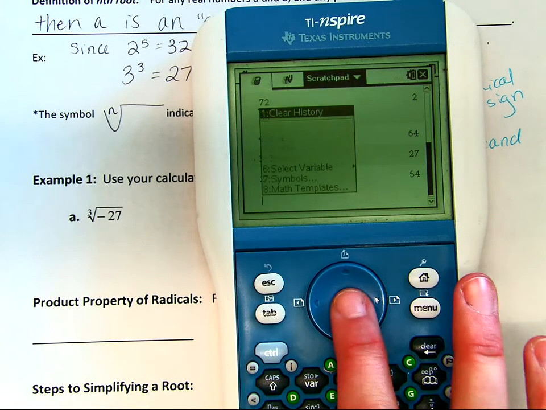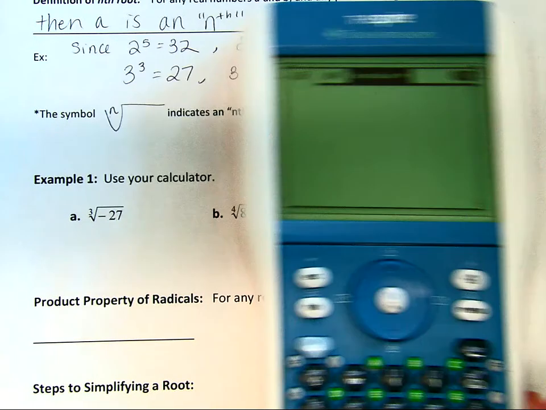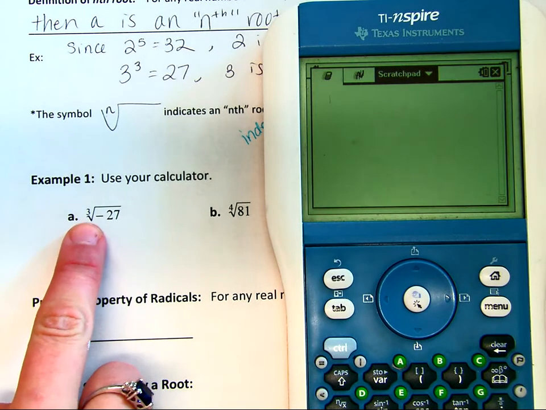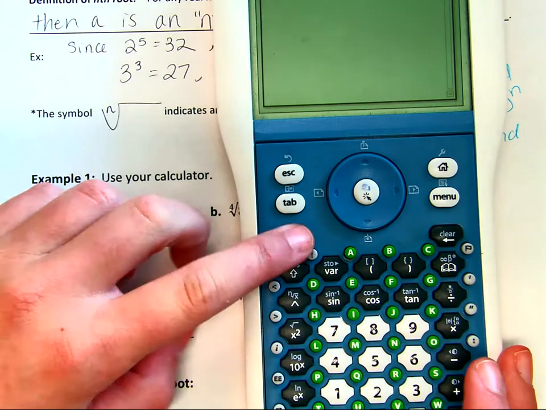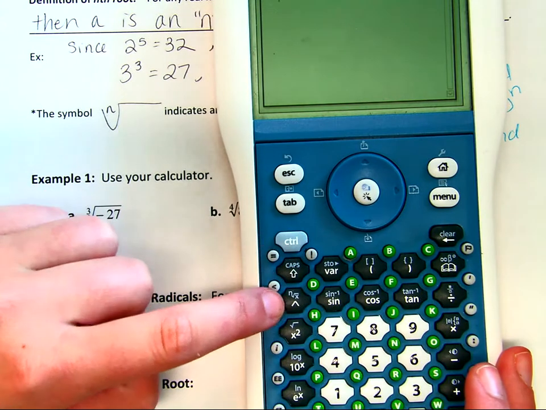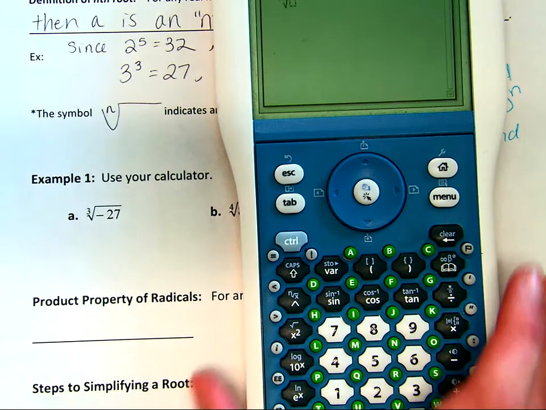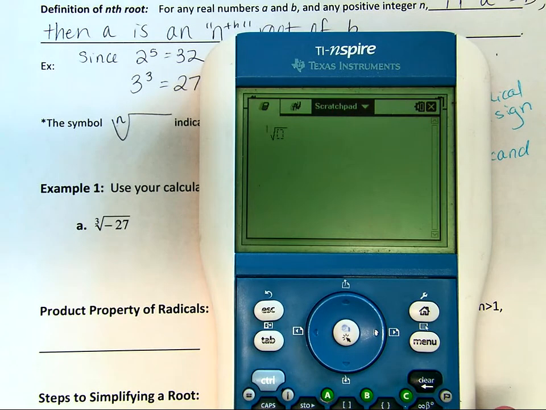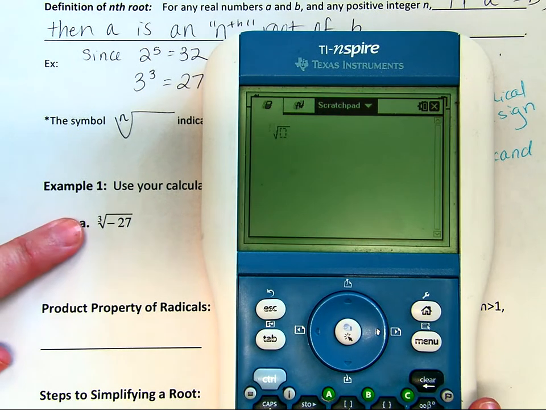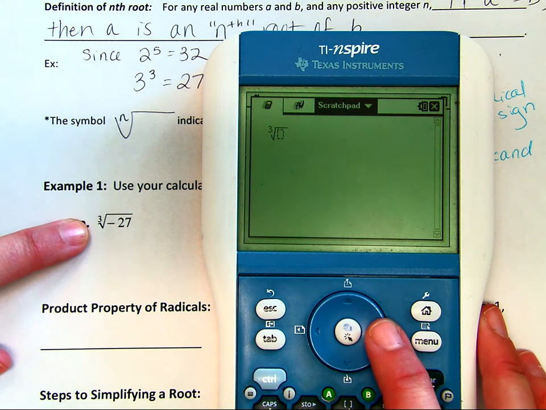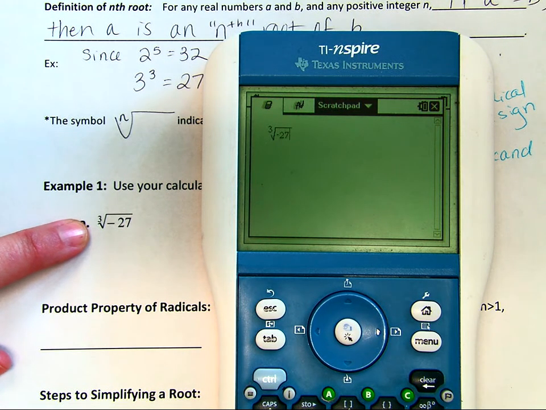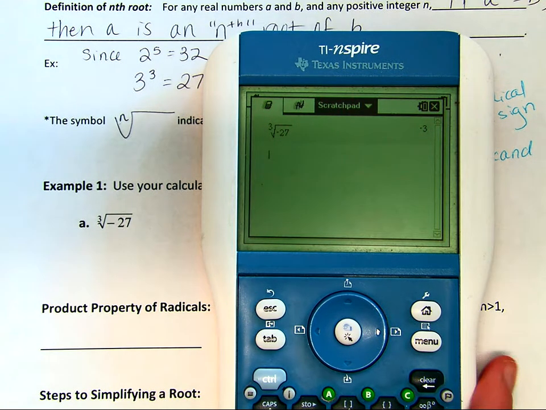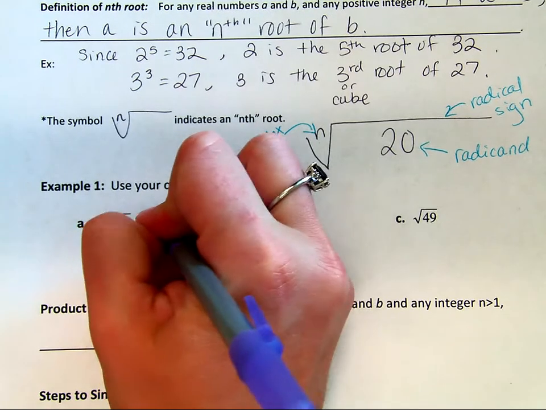So clear everything out. To get this little index here, you're going to hit Control and then the little caret. That'll get the radical sign to come up, and it lets you type in an index. So we're doing the cube root of negative 27. I'm going to put a 3 there, do my right arrow, negative 27. That gives me negative 3. So that means negative 3 to the 3rd power would be negative 27.